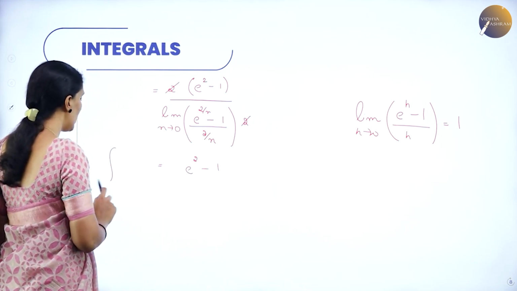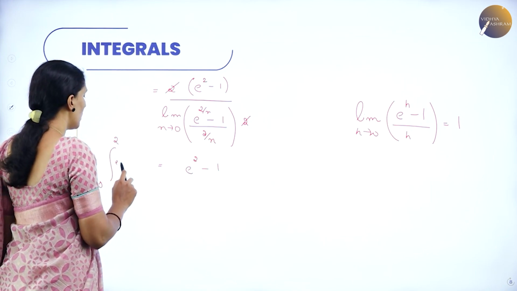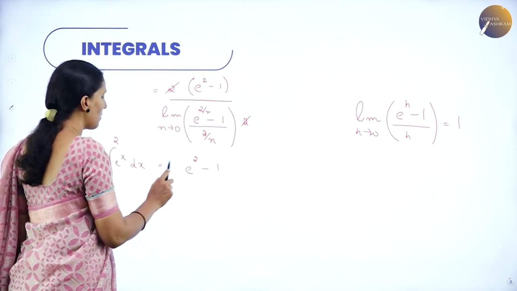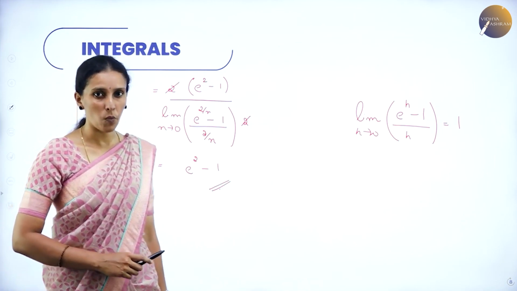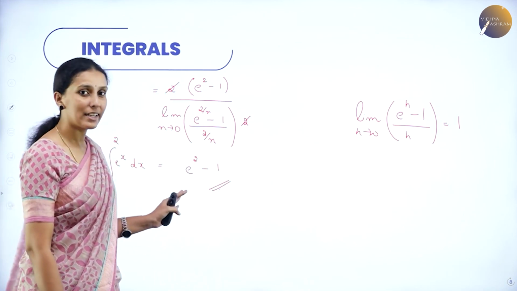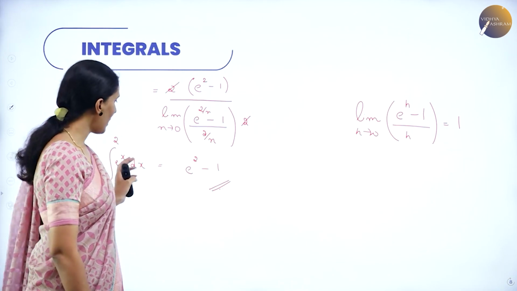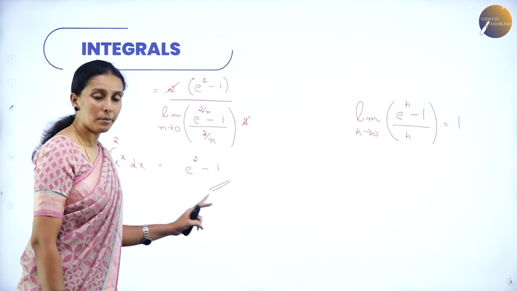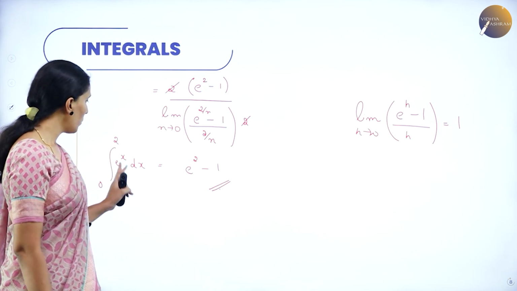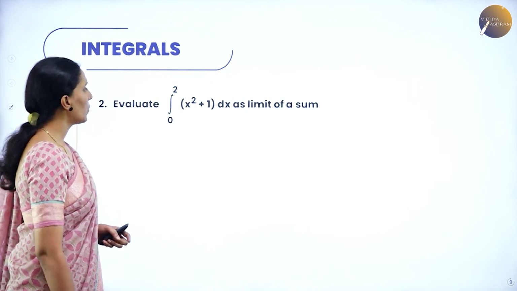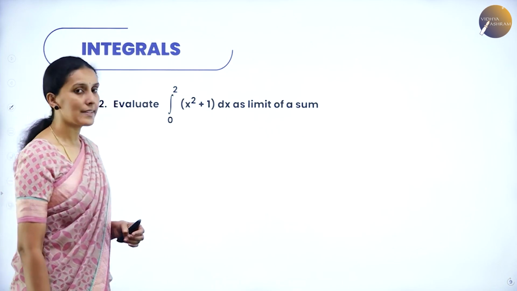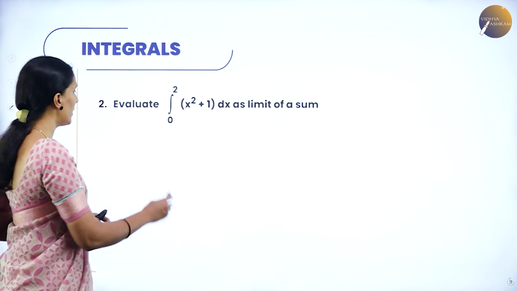So therefore integral from 0 to 2 e power x dx can be written in the form of e square minus 1. So this is the integral value of the limit of the sum, and this is the area bounded by the curve 0 to 2 e power x dx. Next is evaluate integral 0 to 2 x square plus 1 dx as a limit of a sum. Let us write the definition.